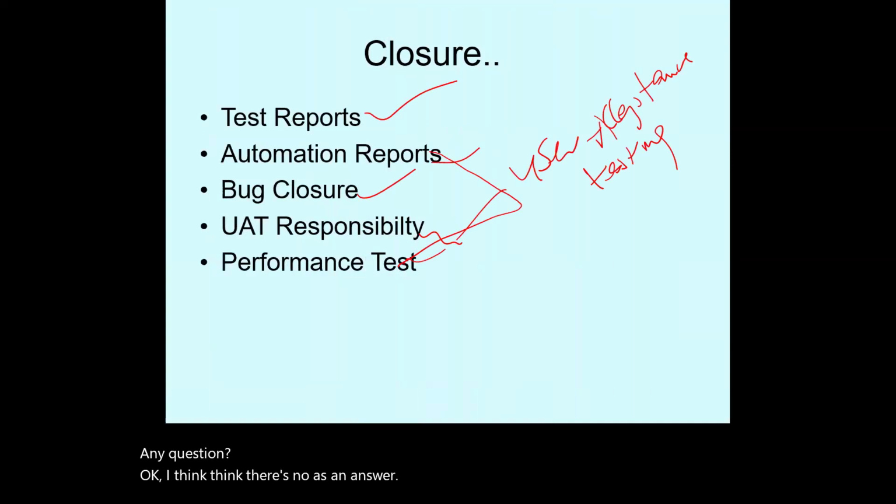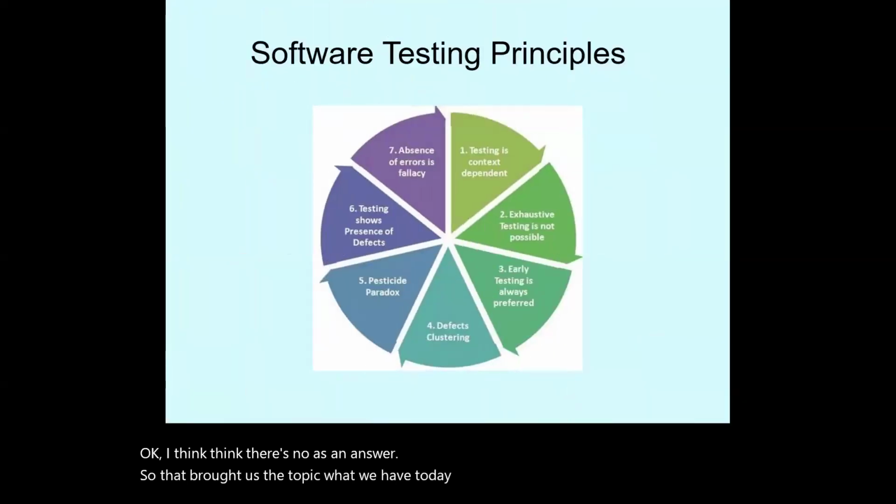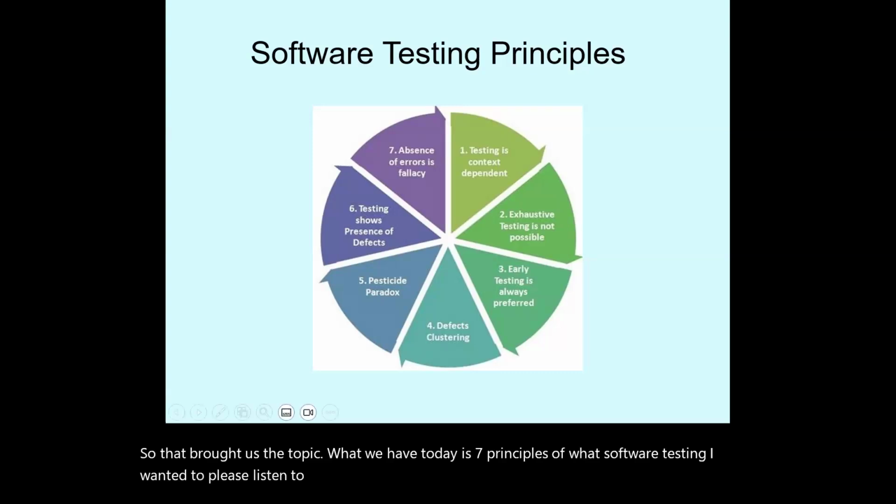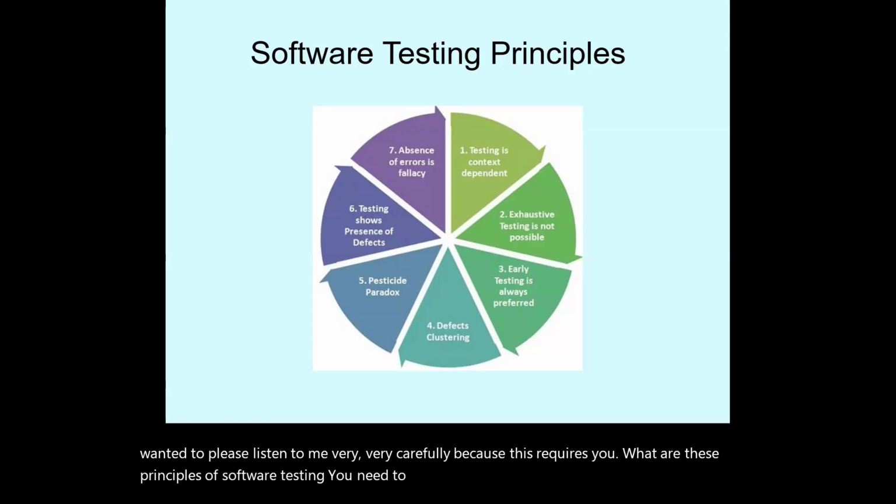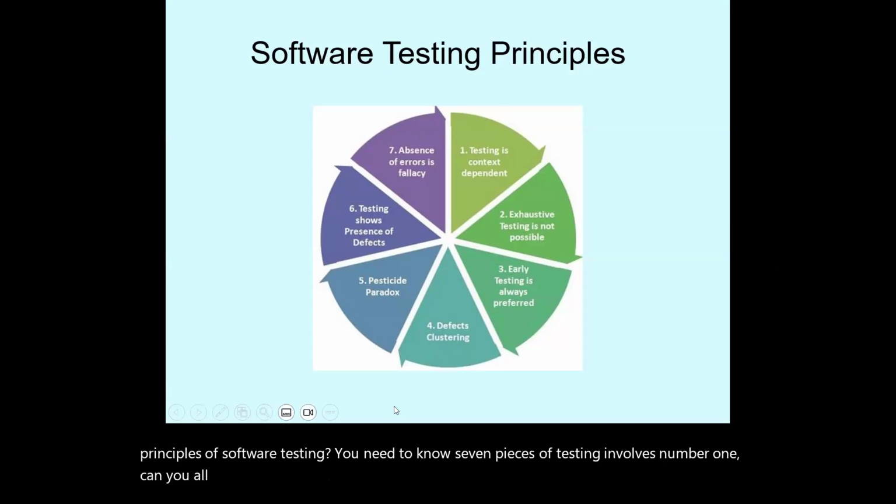So that brings us to the topic you have today: seven principles of software testing. I want you to please listen to me very, very carefully, because you need to know what these principles of software testing are. The seven principles involve number 1. Can you all read it from 1 to 7?